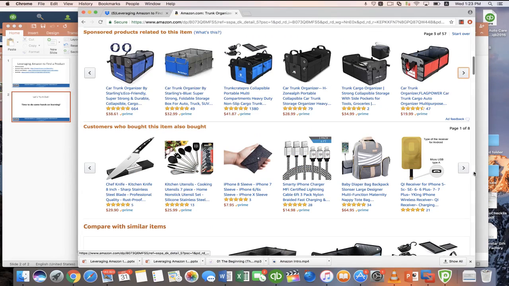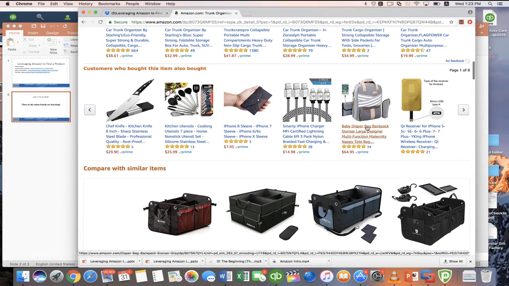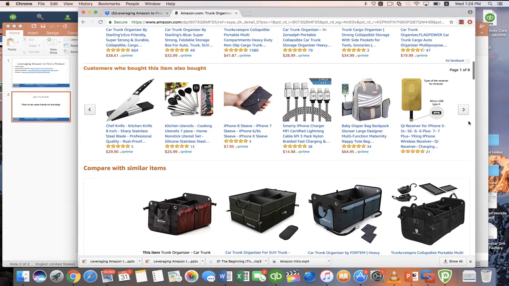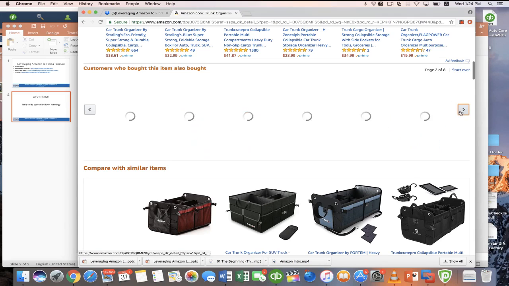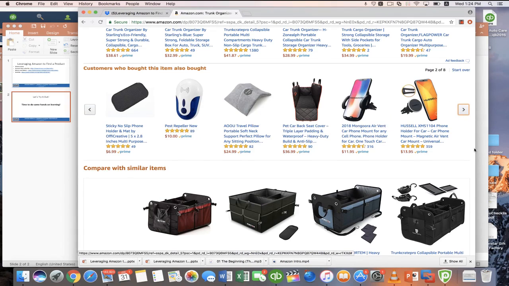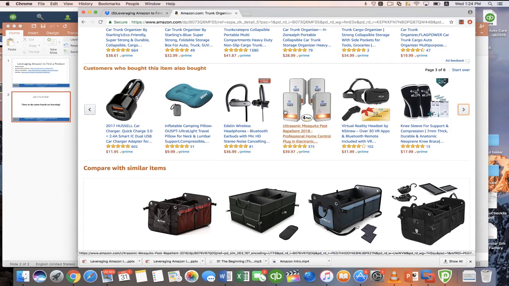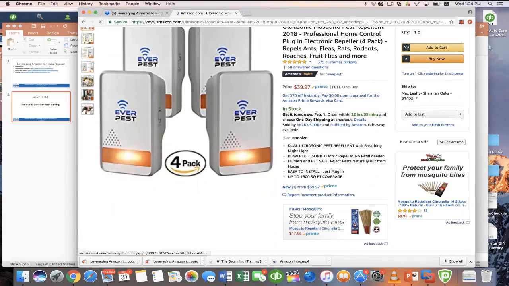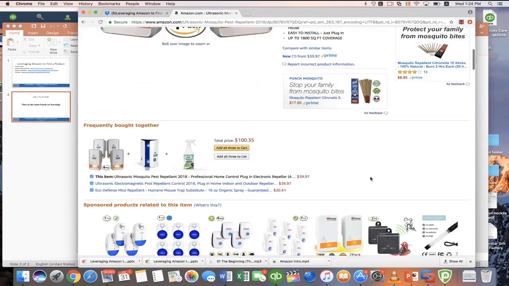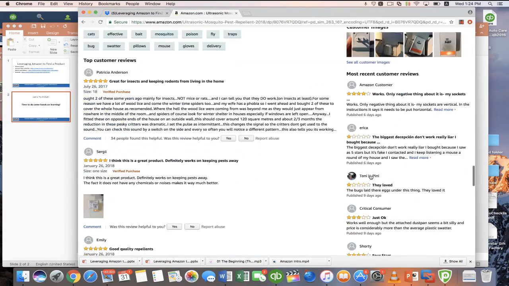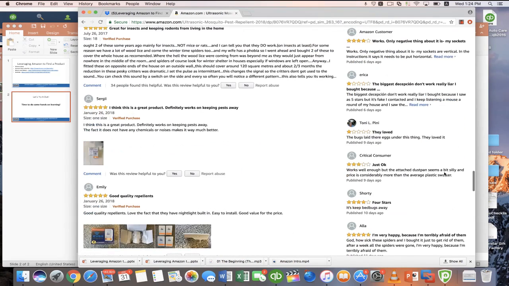Now go through customers who also bought, and you can find other stuff. Totally different. Diaper bag. Maybe you want to totally change gears and look at baby products and find diaper bags. A kitchen utensil set. Just scroll through till something piques your interest and then go with it. And look through ultrasonic mosquito pest repellents. Just click on stuff, scroll through, see if something piques your interest, and then mark it down as a possible product. And then you can scroll through the reviews.